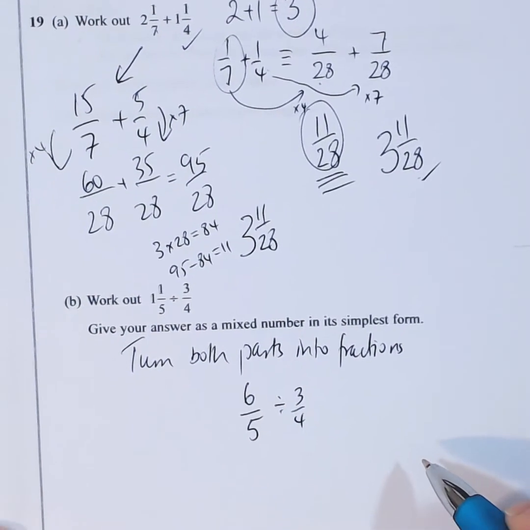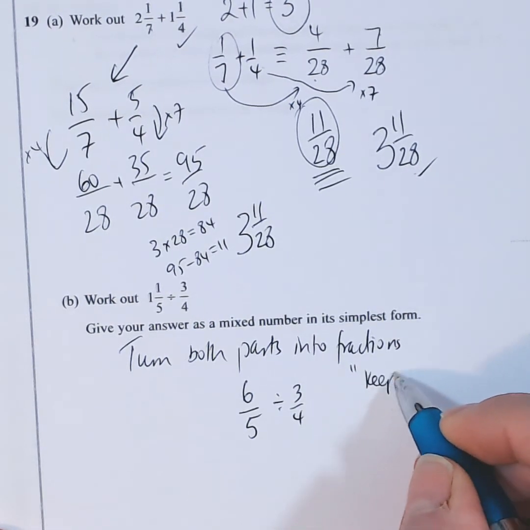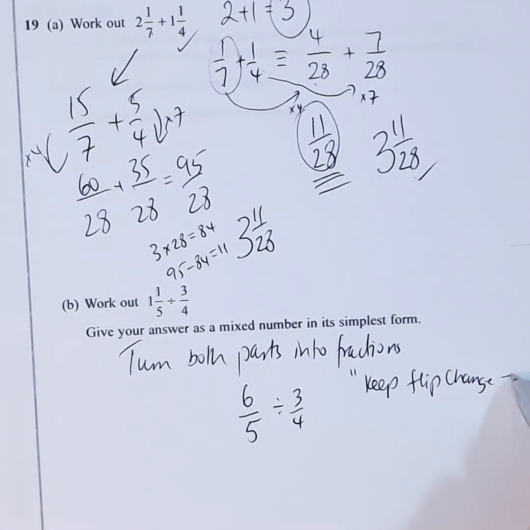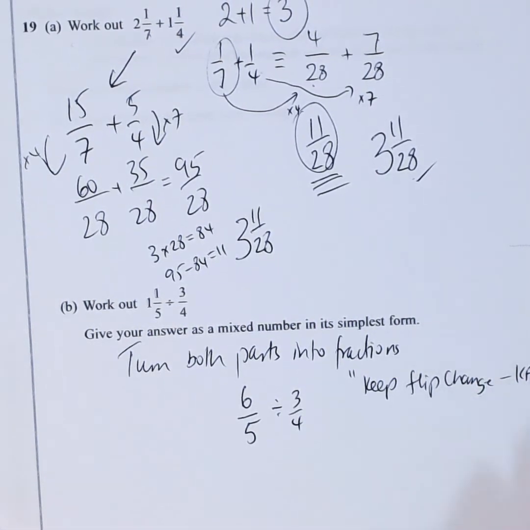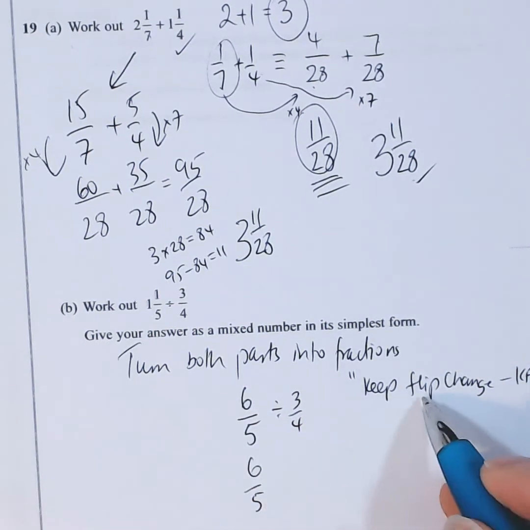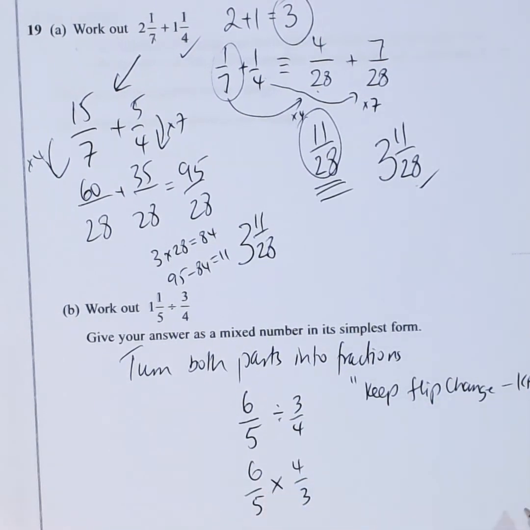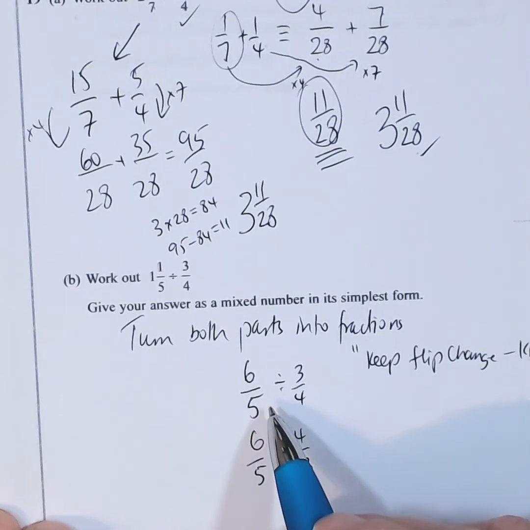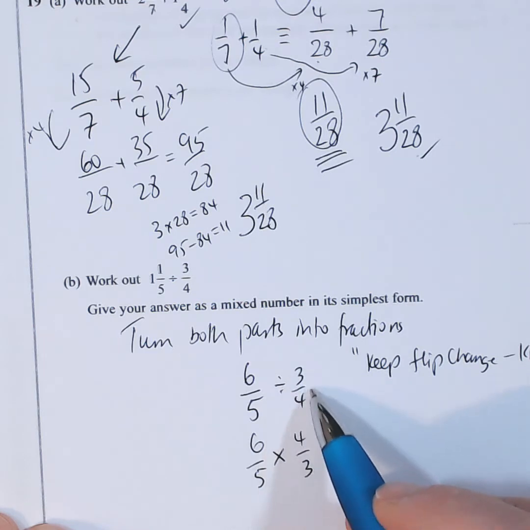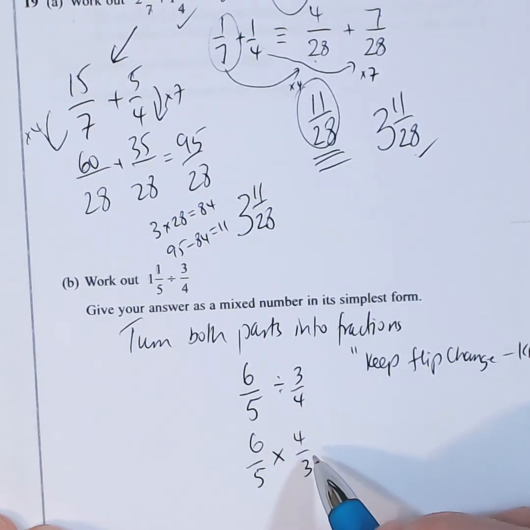Now you've got lots of ways of thinking about this. Some of you learn a thing called keep, flip, change, called KFC. That's one way of thinking about it. So basically it means keep the first fraction, flip the second fraction, change the division into a multiplication. Really what you're doing is you're turning it into a multiplication by multiplying by the reciprocal of 3/4, and the reciprocal of 3/4 is 4/3.